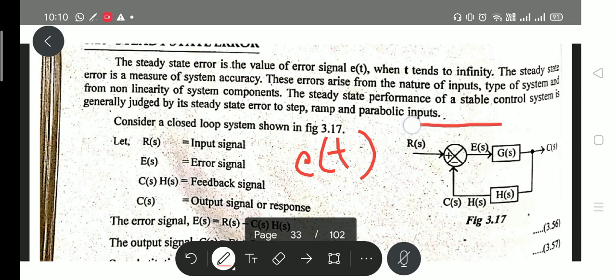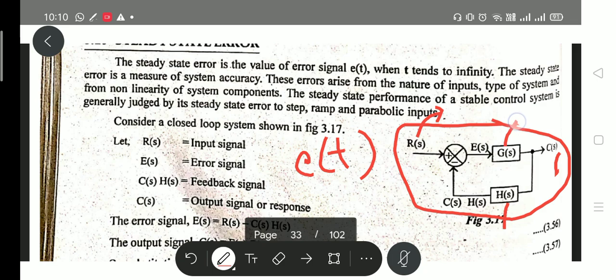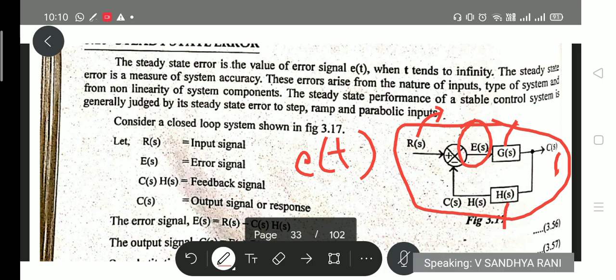Here this is the system, a closed loop negative feedback system, which you already know. This is the input of the system R of s, this is the output of the system, this is the feedback, and this is the gain of the system. Here E of s is the error signal. Any error in the system we can represent with the symbol E of s.